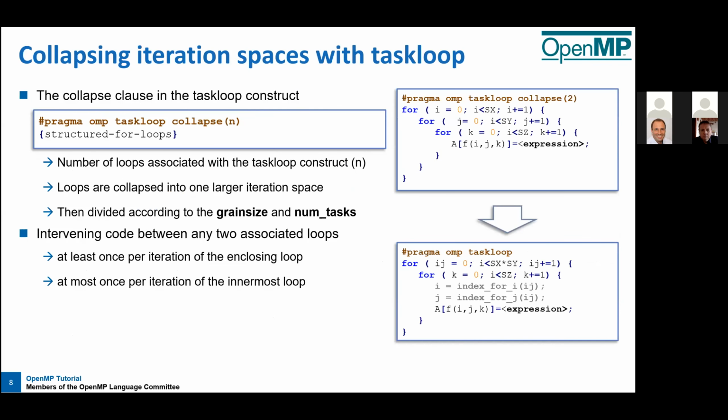All right. Iteration spaces, I already kind of alluded to that. We do support the collapse clause with taskloops, so you can specify how many loops should be collapsed. If you use collapse 2, you end up with an ij loop that runs from sx times sy. This is the standard way work sharing does this as well. This gives you more iterations that are then distributed across OpenMP tasks, so that you get a little more meat for the parallelization and more parallelism out of your loop.